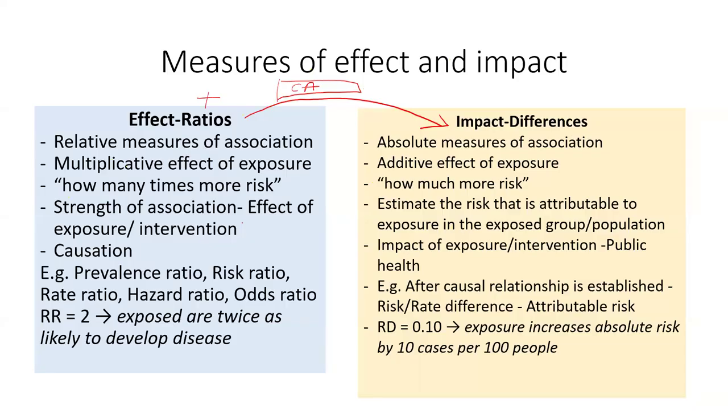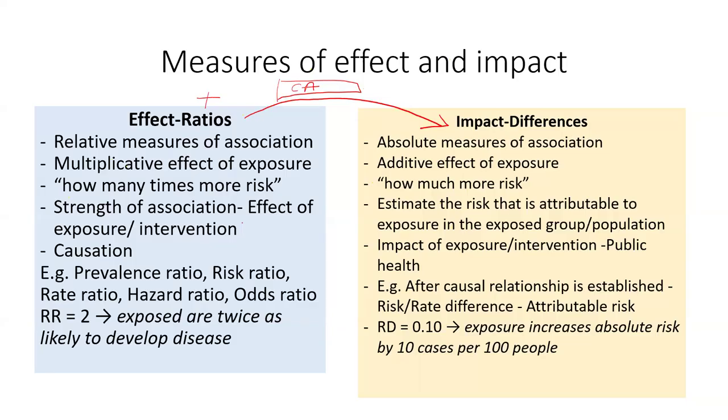And when you're looking at causation, one criterion is strength of association. That value comes from these ratios. It can be a prevalence ratio, a risk ratio, a rate ratio, or a hazard or an odds ratio. So when you have, say, a risk ratio of 2, you say the risk of the outcome is twice or 2 times higher in exposed as compared to the unexposed.